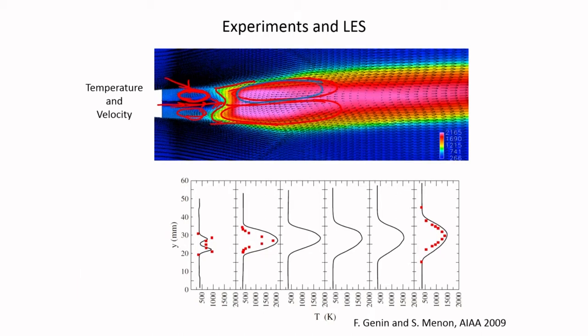Only further downstream, this recirculation bubble of hot products forms. This circulation is imposed by the outer flow, which creates a reverse flow along the recirculation towards the injection. Okay, and thereby the flame is essentially initiated.